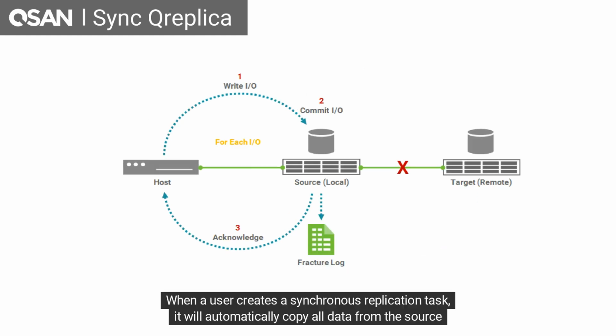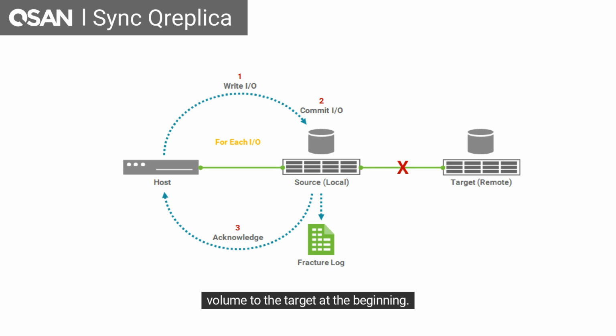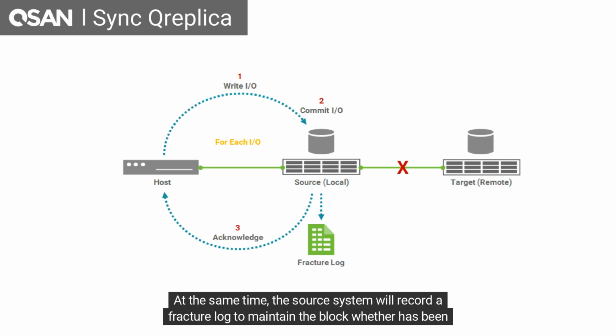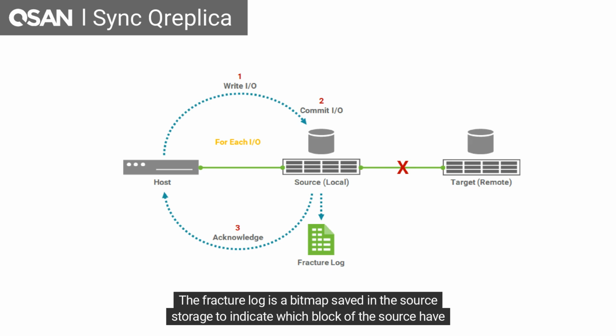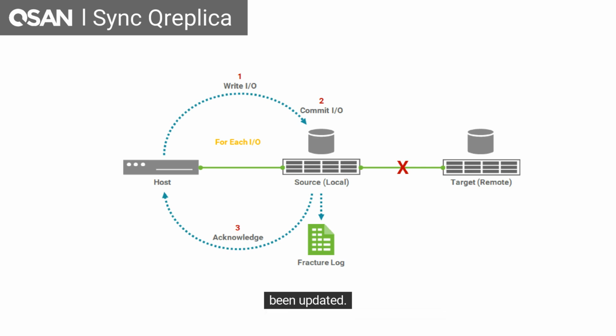When a user creates a synchronous replication task, it will automatically copy all data from the source volume to the target at the beginning. This is also called full replication. At the same time, the source system will record a fracture log to maintain whether the block has been synchronized. The fracture log is a bitmap saved in the source storage to indicate which blocks of the source have been updated.